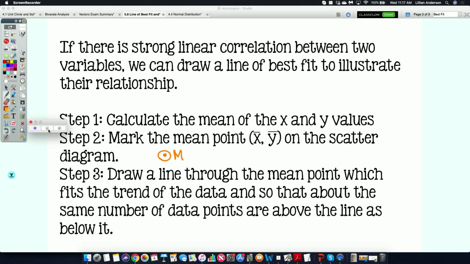You want to make sure that your line intersects the y-axis. So even if your data is focused only on the first quadrant, you still want to draw your line so that it intersects at some point on the y-axis, even if it could potentially be below the x-axis, okay?